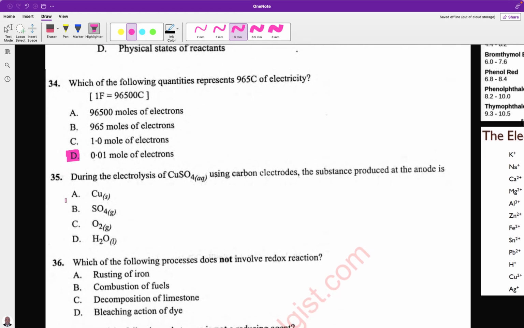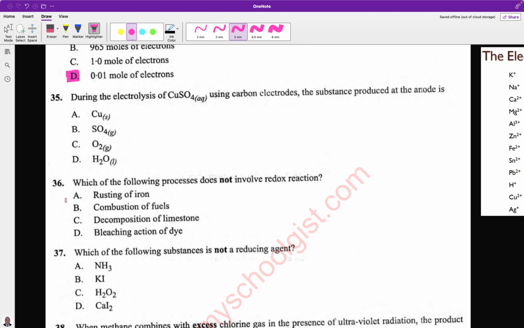And number 35. During the electrolysis of aqueous copper sulfate, that is dilute or aqueous copper sulfate, using carbon electrodes, the substance produced at the anode is: copper solid, sulfate, oxygen, or water.